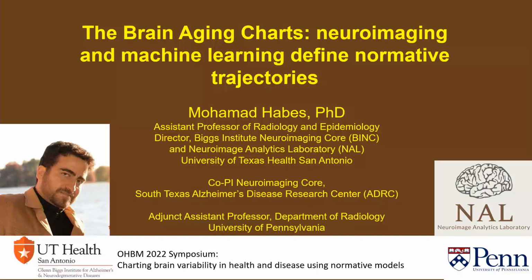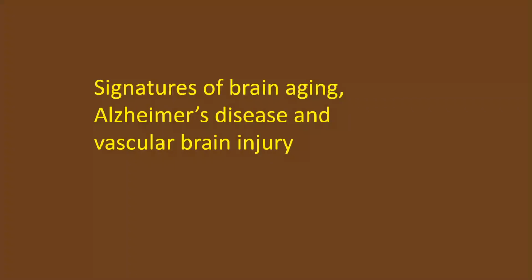I will be talking about brain aging charts: neuroimaging and machine learning to define normative trajectories. The way we are charting brains is to build preclinical signatures for age-related diseases using machine learning models. I'm going to speak about three examples that we have derived from the iStaging Consortium today. The first example is a signature of brain aging, the SPARE-BA index, which is predicted brain age.